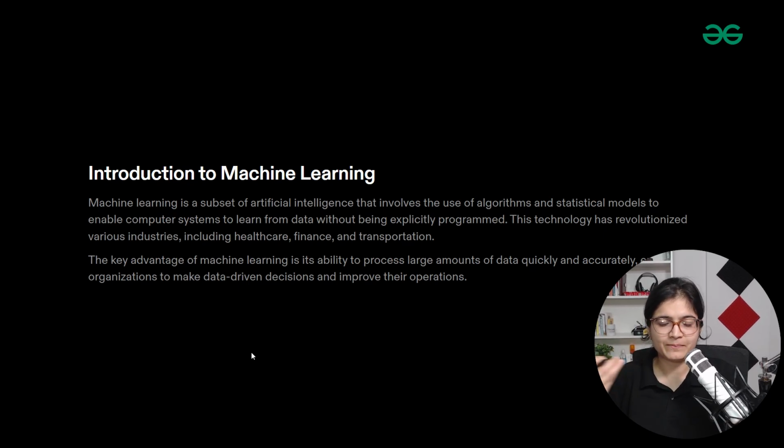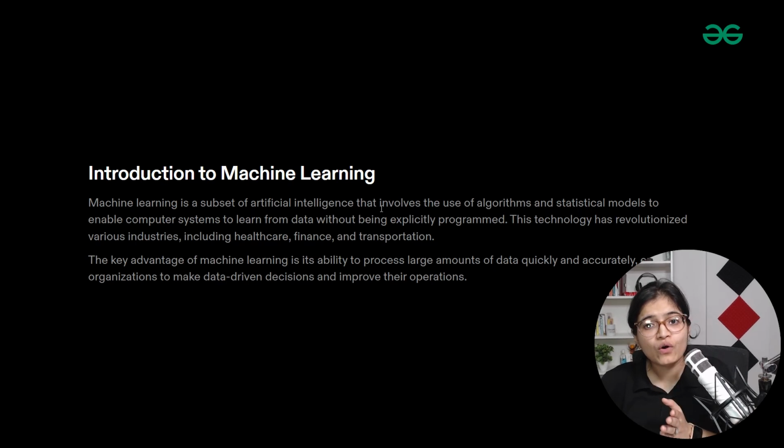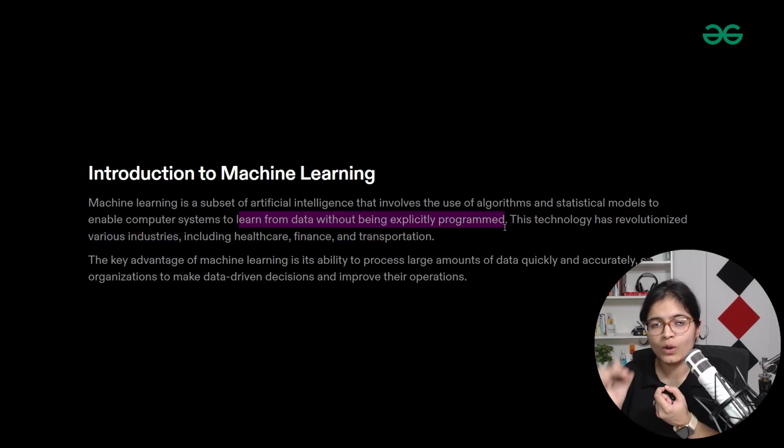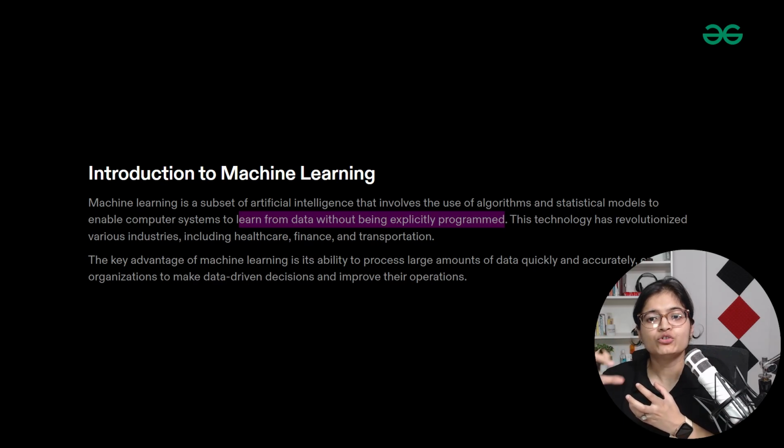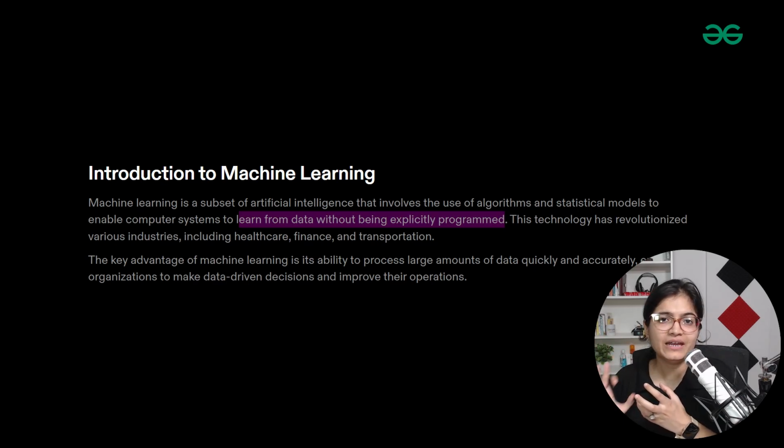So let me read this statement for you. Machine learning is a subset of AI that we have just now discussed, that involves the use of algorithms and statistical models, which we will discuss in the upcoming sessions, to enable computer systems to learn from data without being explicitly programmed. This is one of the important points to note here: whatever we are doing in machine learning, we are trying to learn from data. We, human beings, deliver the data set, and machines try to learn from that data set to give predictions without being explicitly programmed.